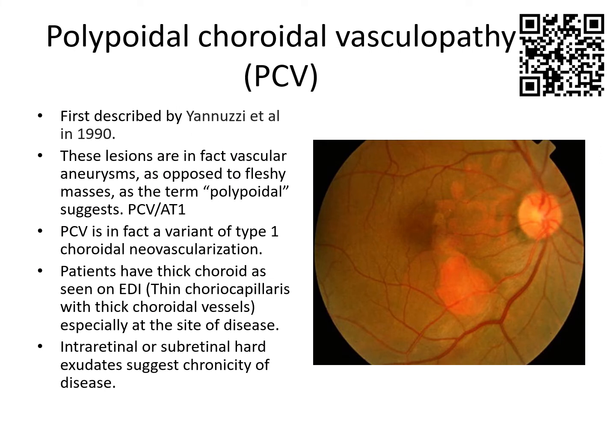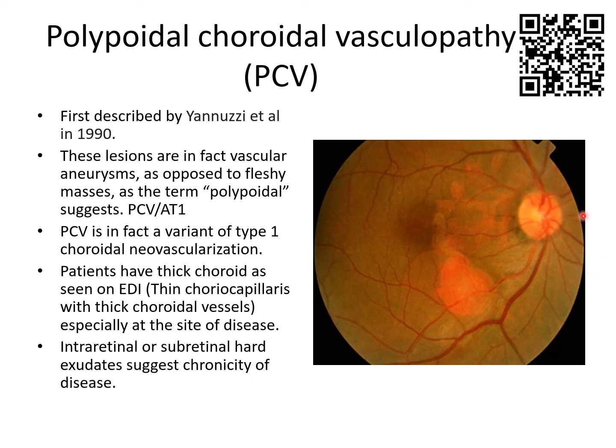Coming to polypoidal choroidal vasculopathy, also known as PCV. This was first described by Yannuzzi et al. in 1990, and these lesions, orange nodular lesions, as the terminology uses polyp, it may confer a meaning that these are solid lesions, but in fact they are actually aneurysmal dilatation of blood vessels. So now the term proposed is PCV, aneurysmal type 1. So it is in fact a type 1 choroidal neovascularization where we have choroidal neovascularization occurring in the sub-RPE plane.